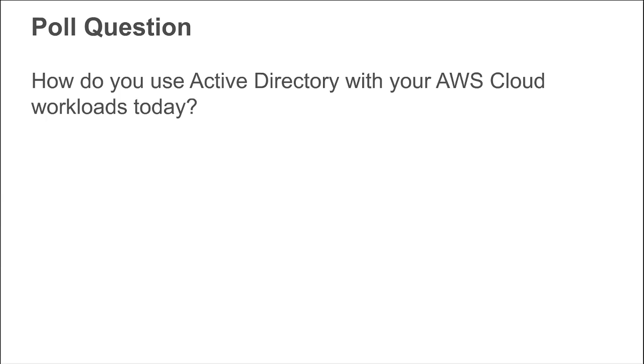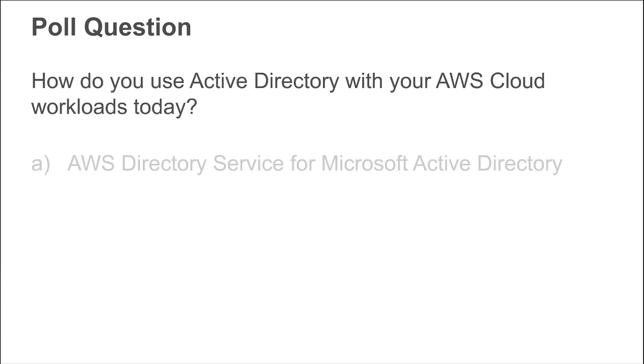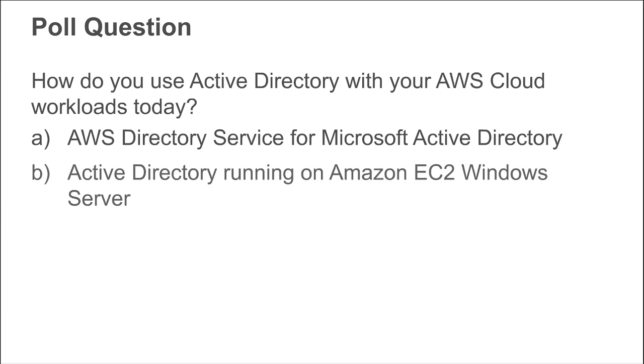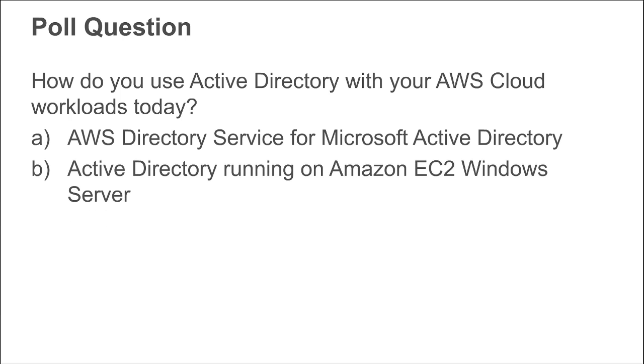So one of the questions that we ask you in the poll, and really we want you to consider and ask us questions around whether it makes sense for you, is how do you use Active Directory with your existing cloud workloads today on AWS? There's multiple options here. So you can use AWS Directory Service for Microsoft Active Directory, which again, we're going to be speaking more in detail. You can use Active Directory running on Amazon EC2 Windows Server. So self-built, self-managed Active Directory environment.